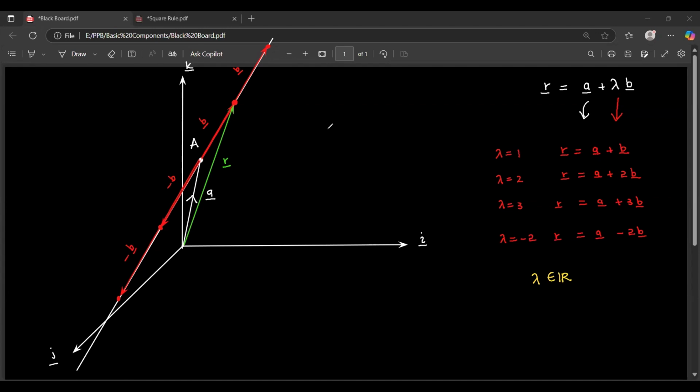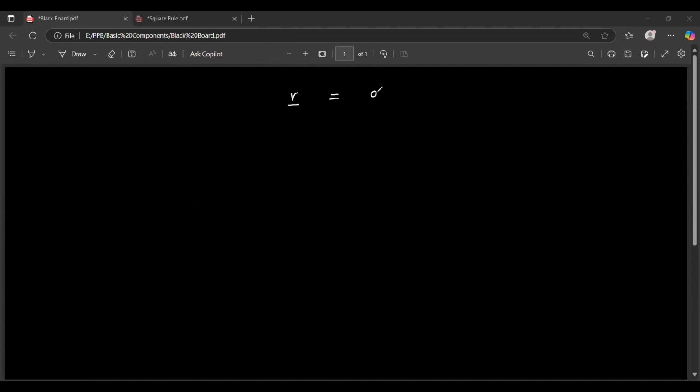This is how the vector equation of a straight line works. Keep this in mind. So what is the important thing? R is equal to A plus lambda B. Lambda changes, and for specific values of lambda we will have a specific position vector. A is the position vector and B is the direction vector. It acts like y equals c plus mx. M is the gradient which represents the direction, and c is the intercept, or in this case, a specific point on the line.